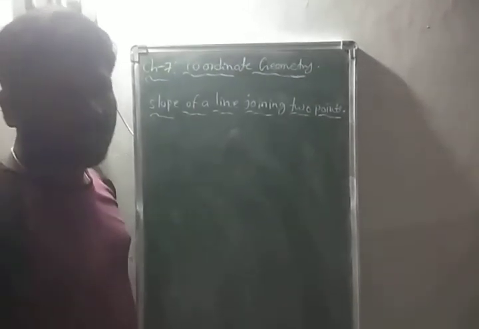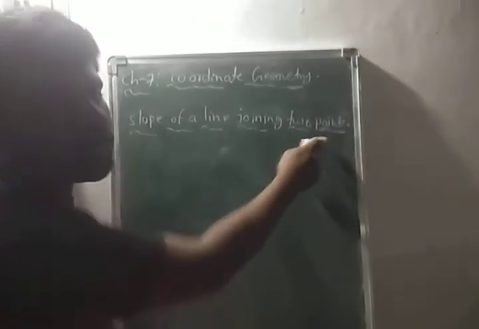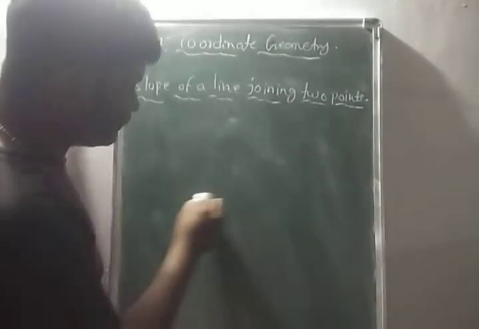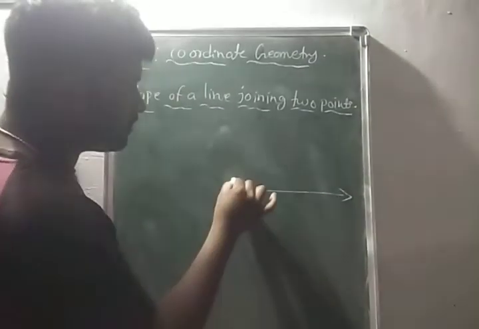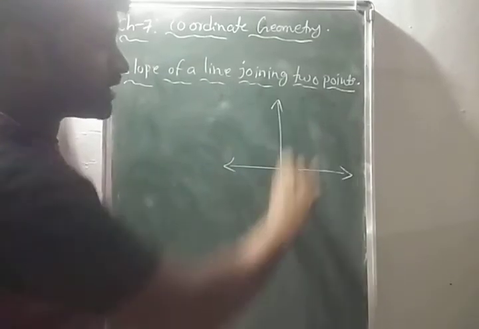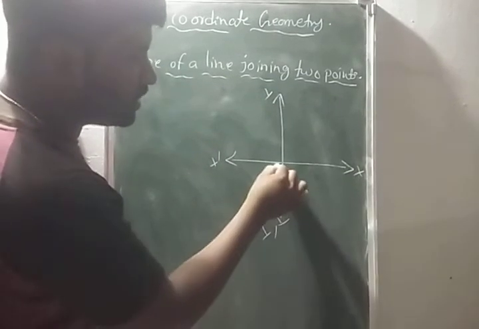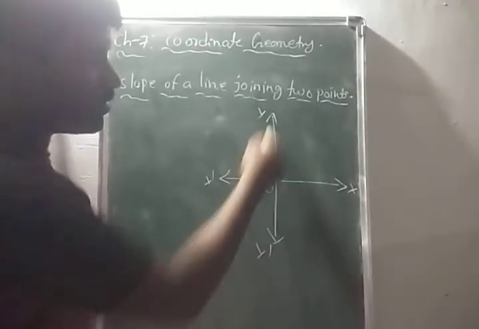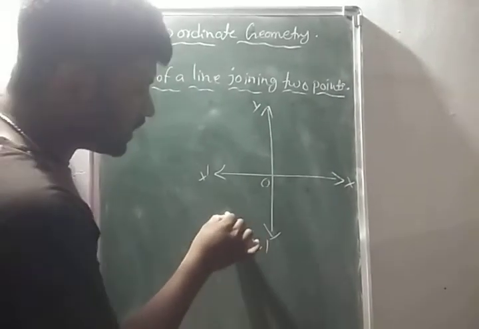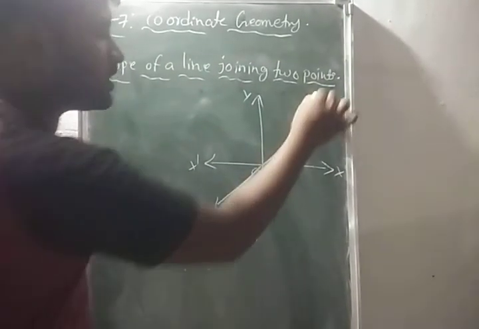Okay students, now the next topic is slope of a line joining two points. We know the rectangular axes, the coordinate axes are the horizontal axis x-axis and the vertical axis y-axis, x dash, y dash. This is the origin, the common intersecting point of both the axes. So what I am doing now, drawing a straight line through like this. This is a line.